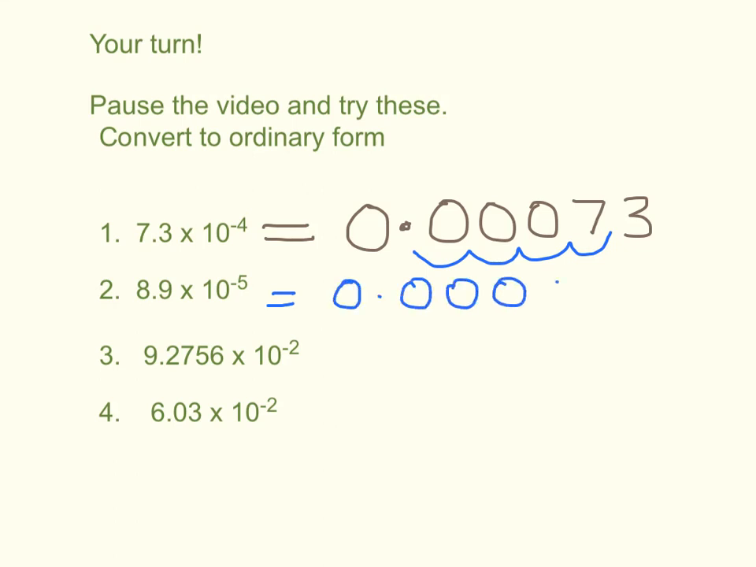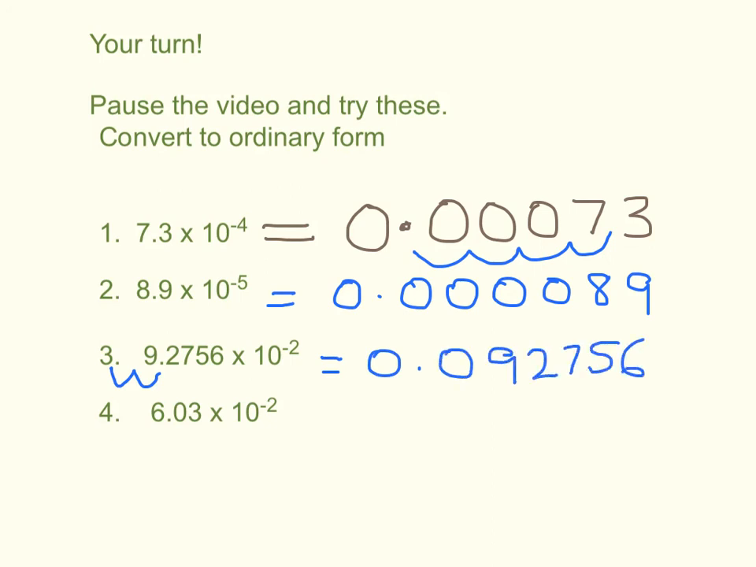Okay, next one. 8.9 times 10 to the power of -5 will be 0.0000089. The next one, I only have to move my decimal place over 2, so it's going to be 0.092756. And look, my 9 is in the hundredths column, which is what I want for 10 to the negative 2. Last one, 6.03 times 10 to the negative 2 is 0.0603.